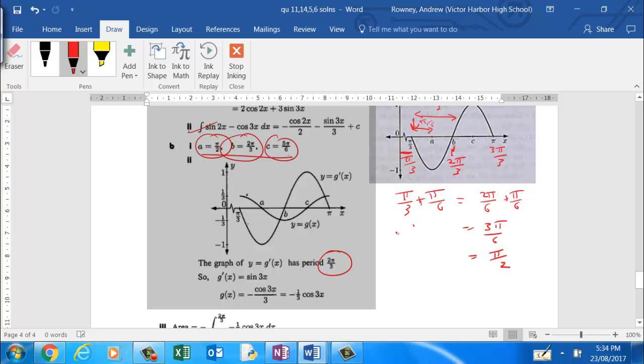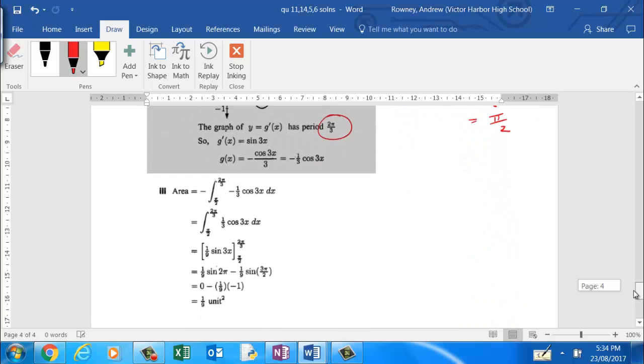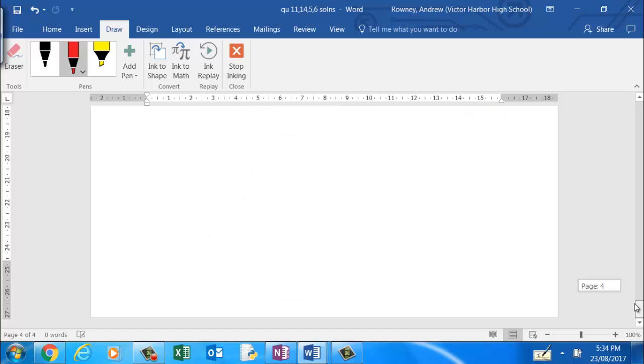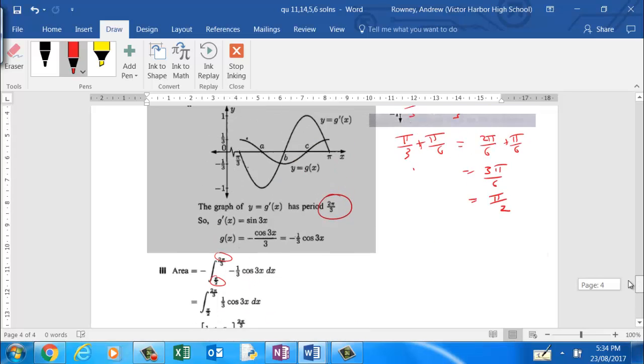Clearly the period is 2 pi on 3 because that is this distance from here over to there. So it's a pi on 3 and another pi on 3, 2 pi on 3. It asks for area. We don't need to go into that in this section, but you just do the integral from the start to the finish of that function.